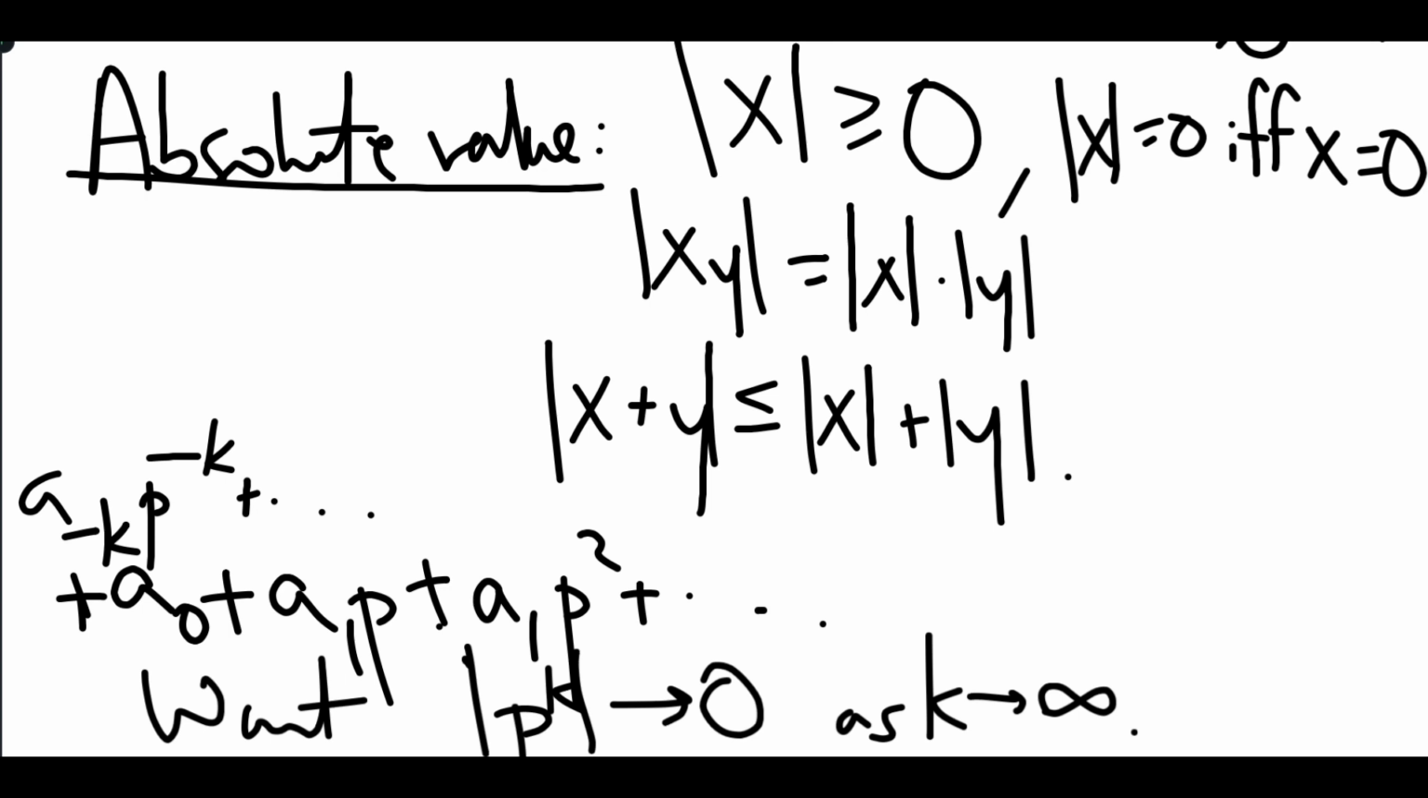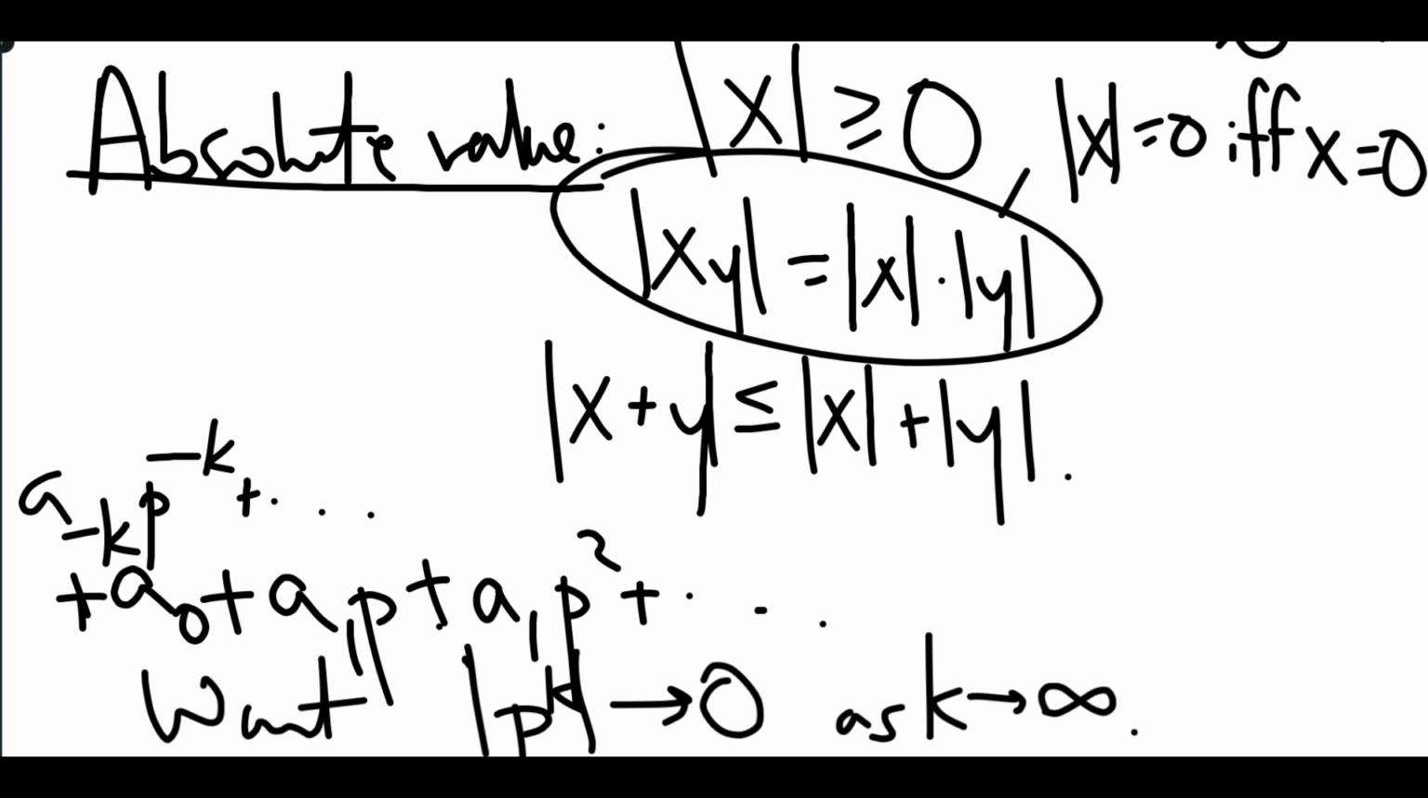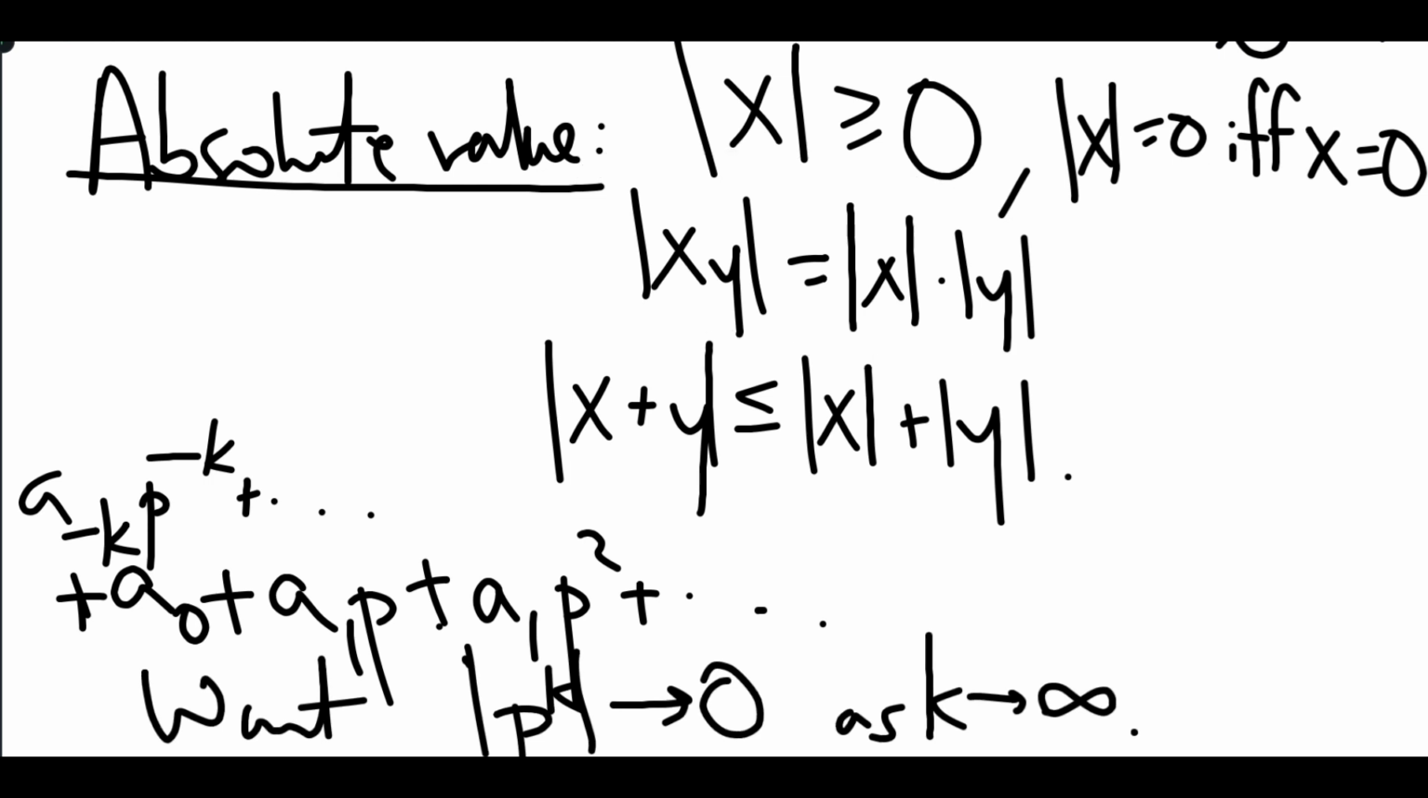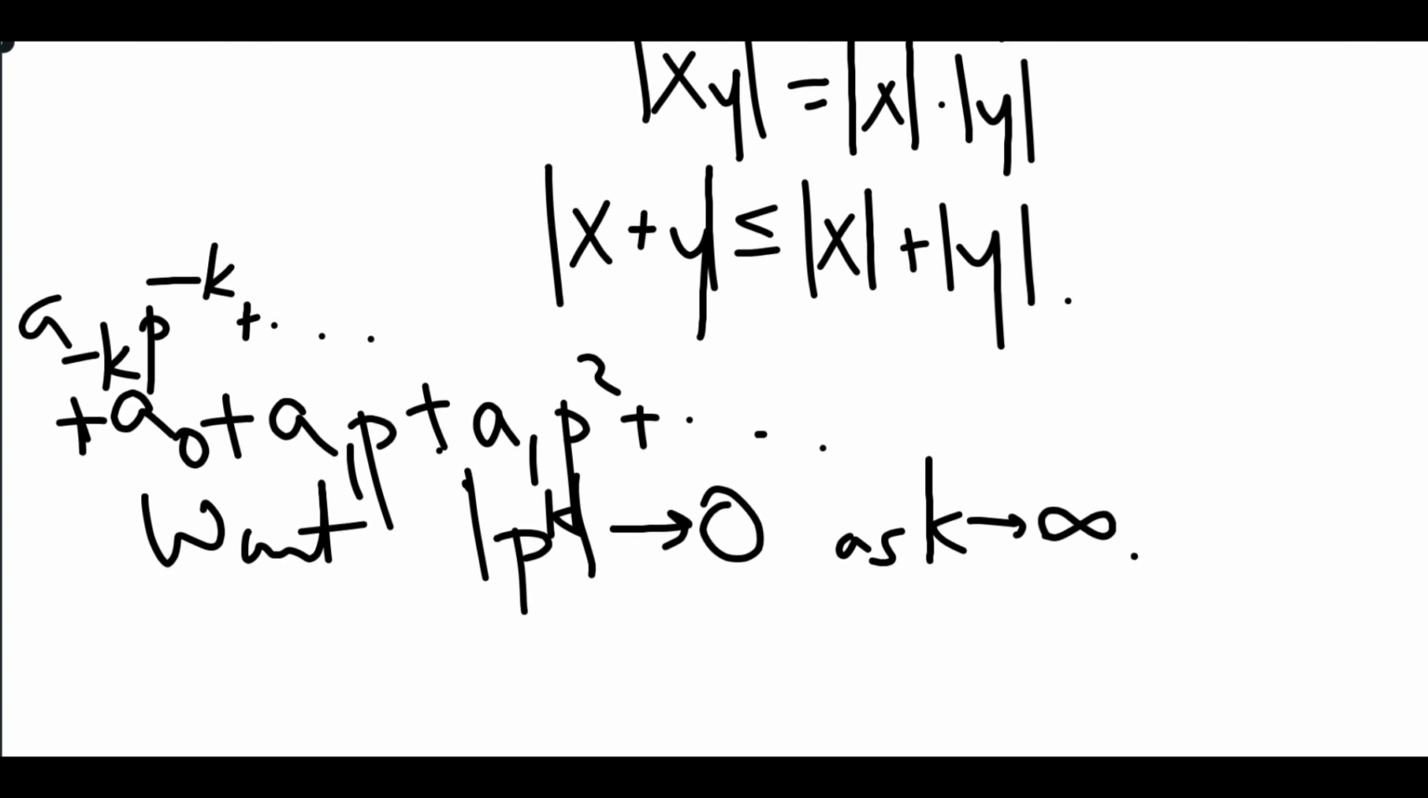So we want the absolute value of p to the k to go to 0 as the exponent goes to infinity, but we also have this multiplicativity condition. So basically, as long as we have an absolute value where the absolute value of p is less than 1, we'll be okay. We want numbers divisible by large powers of p to be small. So that's what leads to something called the p-adic valuation.